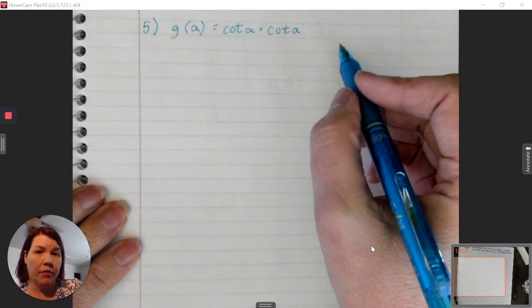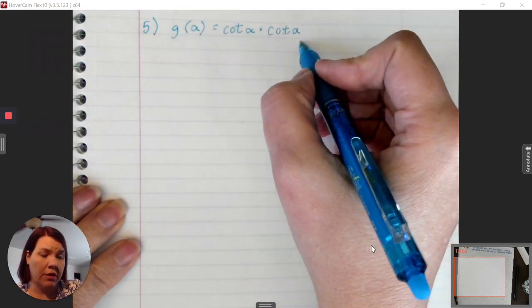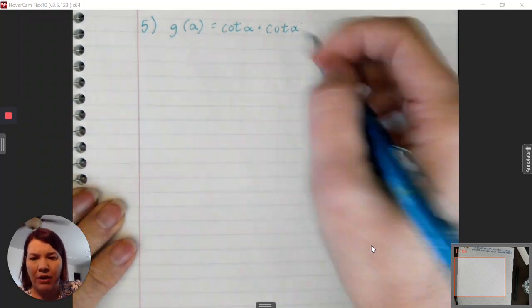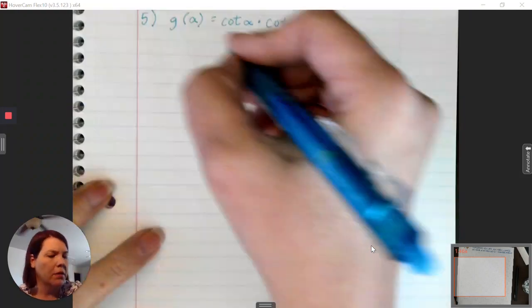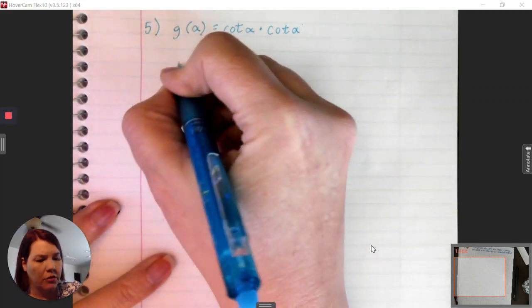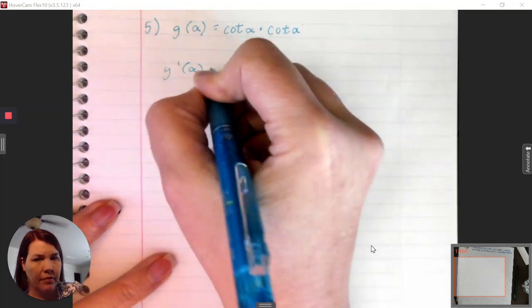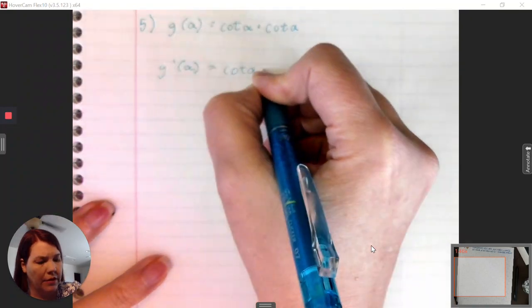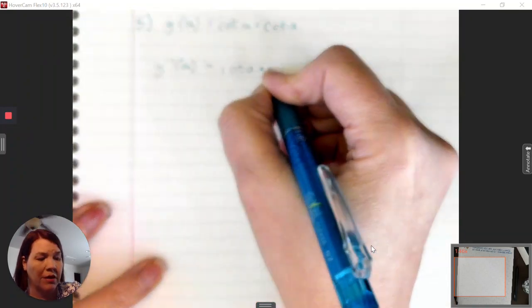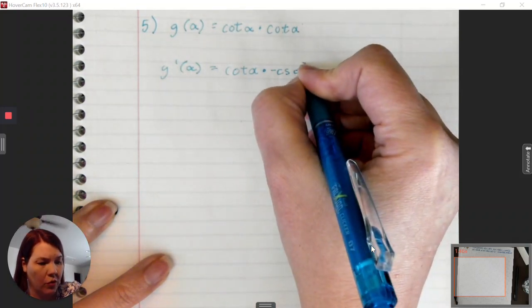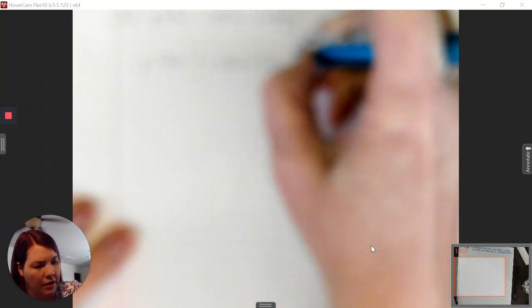Okay, so we've got the cotangent of alpha times the cotangent of alpha. Rewriting this isn't going to really help me. I tried it a couple of times. It's not going to work out. So I'm going to go ahead and just go for it using the product rule. So g prime of alpha is equal to first times the derivative of the second. Derivative of cotangent is negative cosecant alpha squared. Make that a little cleaner.